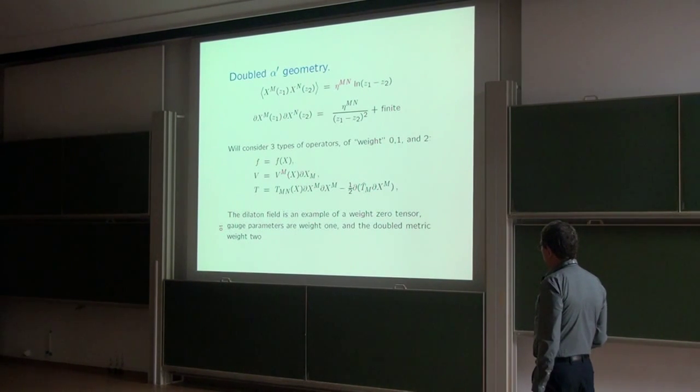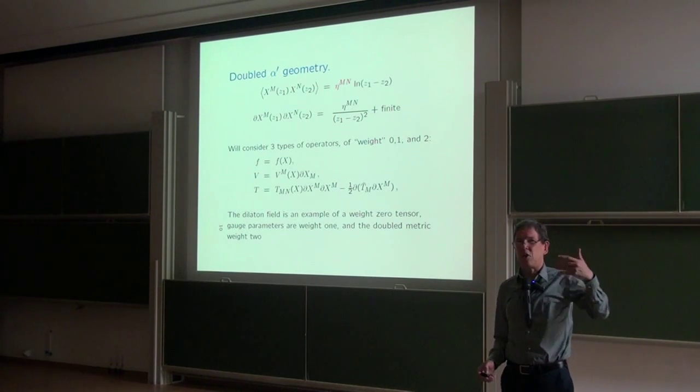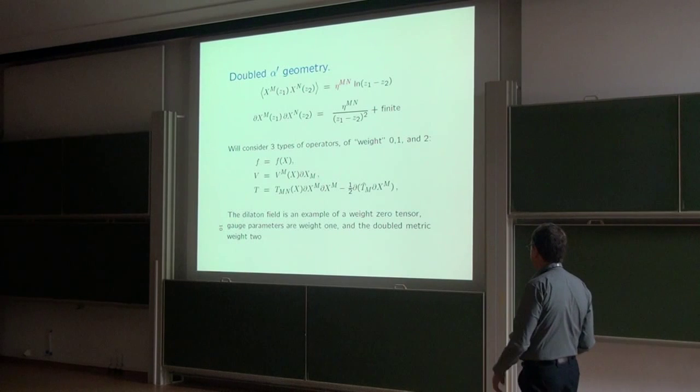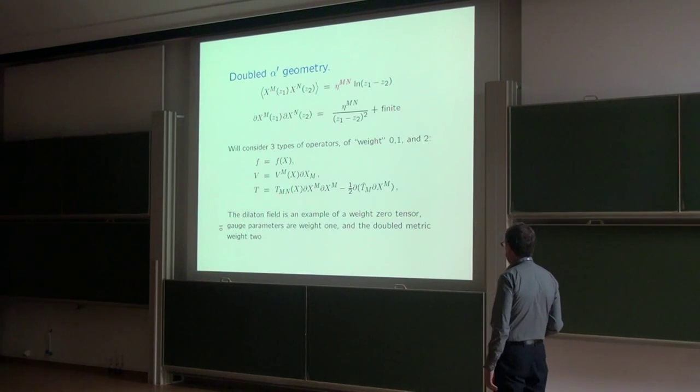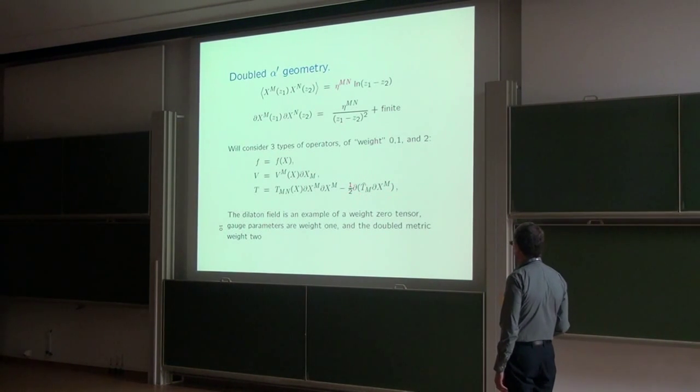Gauge parameters have one index and are an example of a weight 1 tensor. And the double metric, you might think first the generalized metric is H_MN, it's a two-index object, it's a tensor. You have this thing. And as it turns out, you can construct another thing of weight 2 by taking one derivative, which increases the weight, on something of weight 1, which is something like this. So you have the generalized metric and you have another object here.